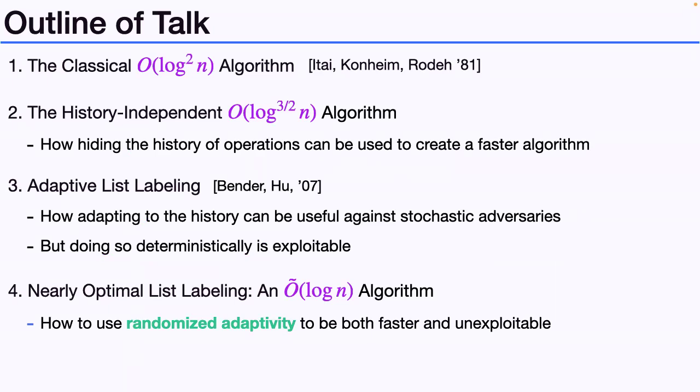The first is the classical log squared n algorithm. This introduces a framework and some intuition that's used in all the algorithms we study. Then I will briefly, at a high level, describe how we used history independence to achieve log to the 3 halves n. And then we're going to think about, conversely, how depending on the history can be used to produce something even faster. This part will be based on a prior work by Bender et al. on a deterministic adaptive list labeling algorithm. And then finally we'll get to ours.